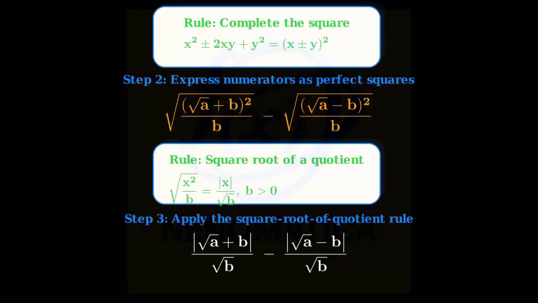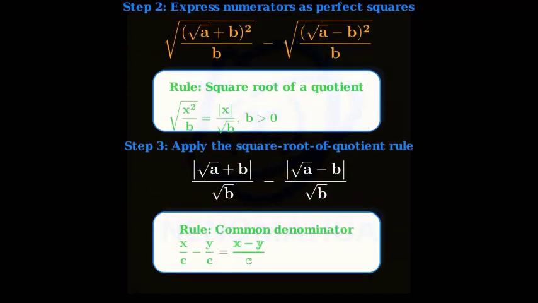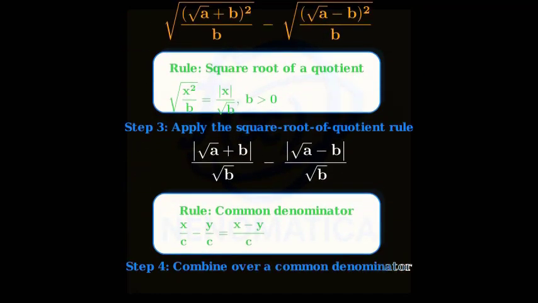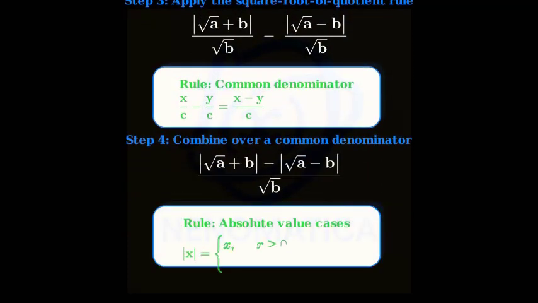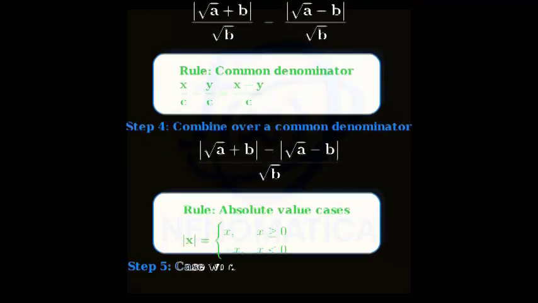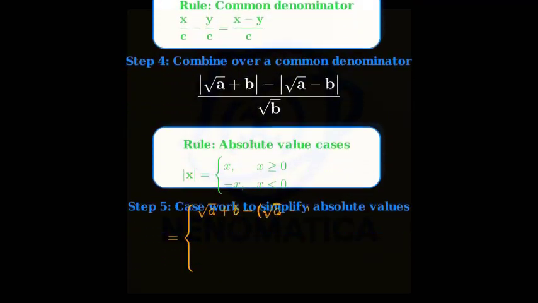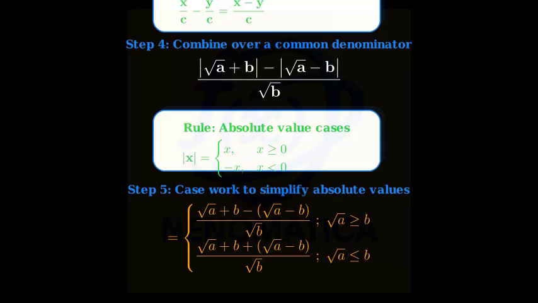Step 5. Remove absolute values by considering two cases depending on the sign of square root of a minus b. Show the rule box for absolute values. Then write both cases explicitly. Step 6. Simplify each numerator and reduce. This yields the final piecewise answer. We show the rule relationships and then the final simplified cases.